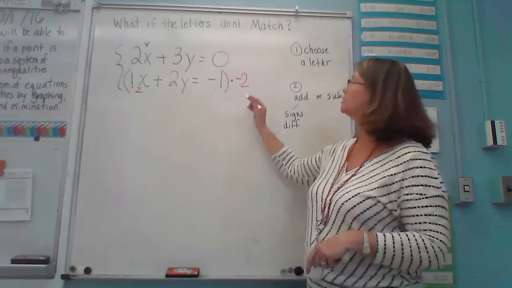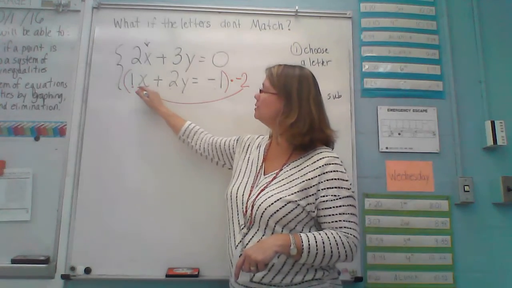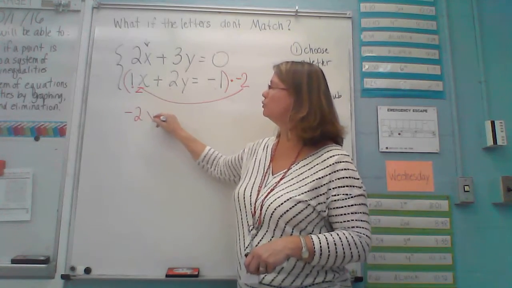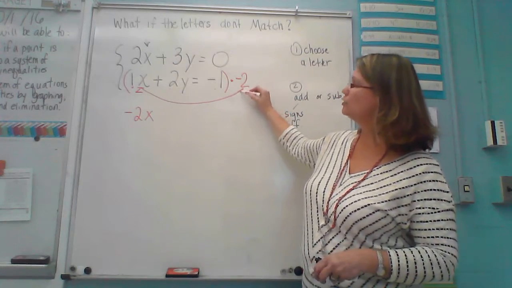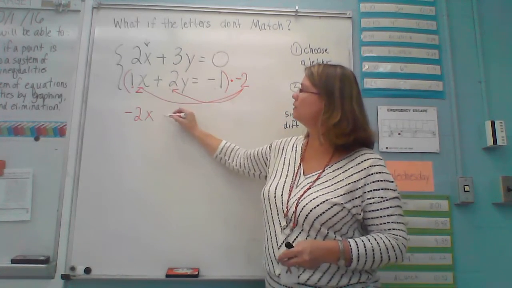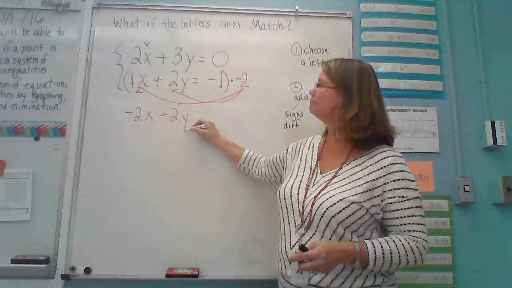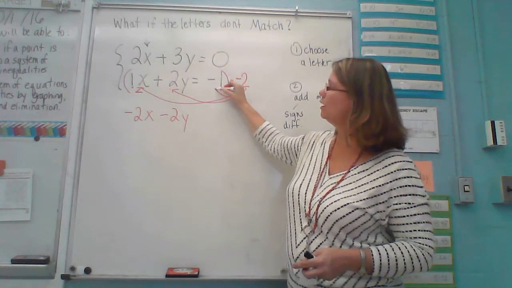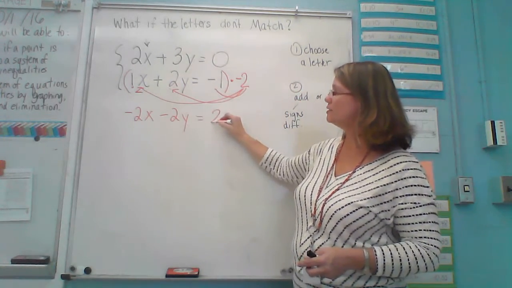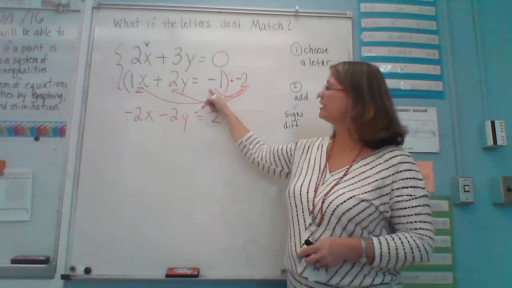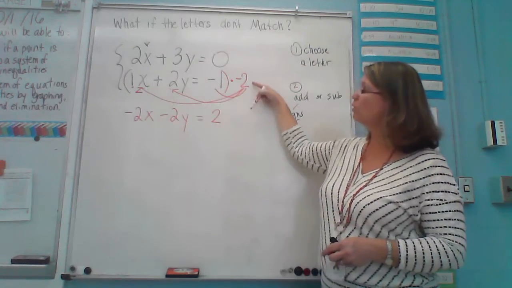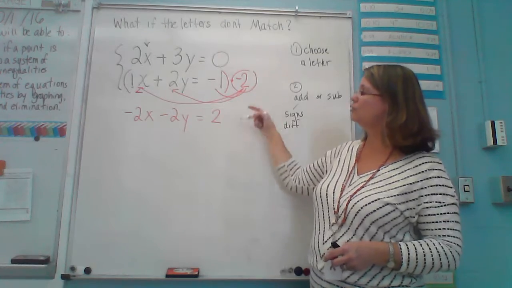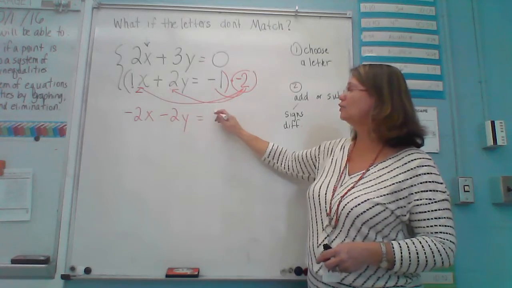So here's what happens. Negative 2 times x becomes negative 2x. Negative 2 times 2y becomes negative 4y. Negative 2 times negative 1 becomes positive 2. So you have taken that entire second equation, multiplied everybody by a negative 2, and created this new equation.